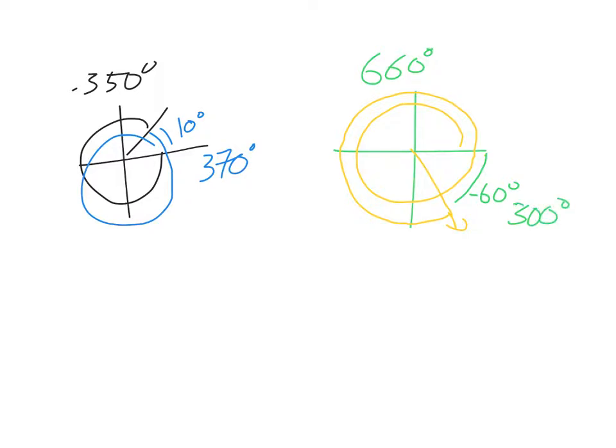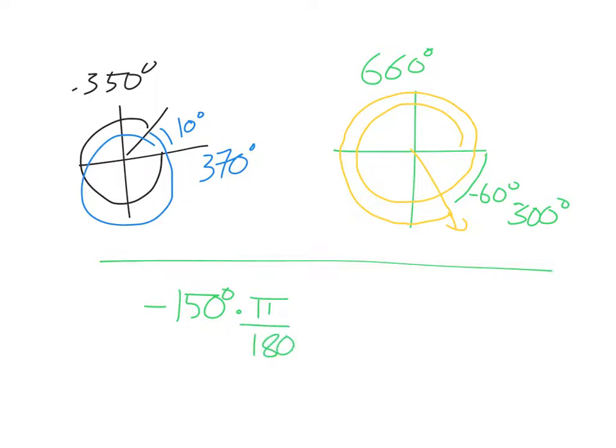I'm going to go down to converting from degrees to radians: negative 150 times pi over 180 is going to end up being negative 150 over 180 pi, and I'm going to reduce this. Those zeros cancel out. 15 over 18, if I divide both of those by 3, I get negative 5 pi over 6.